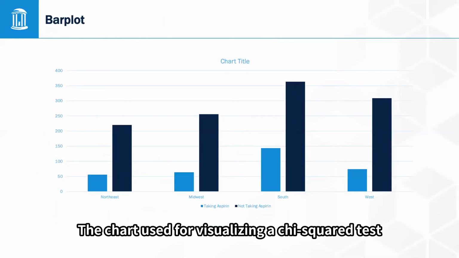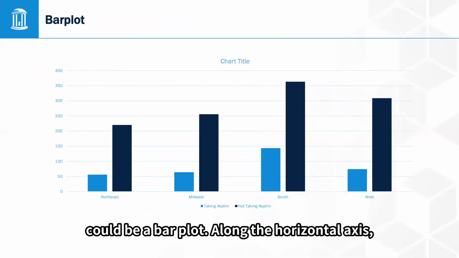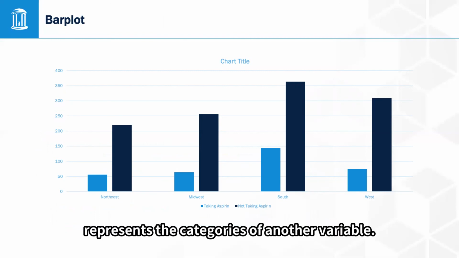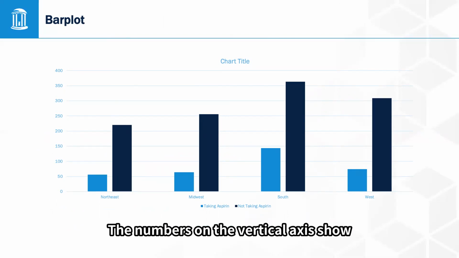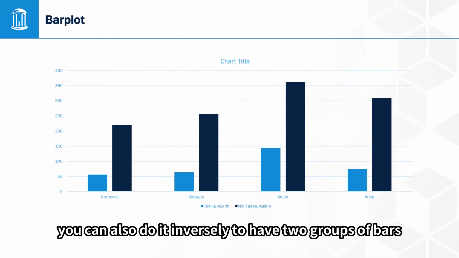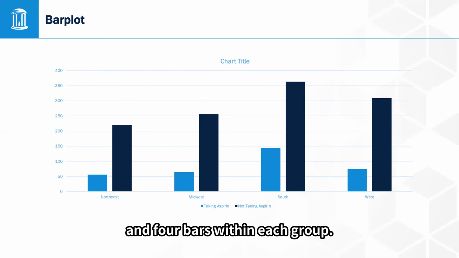The chart used for visualizing a chi-square test could be a bar plot. Along the horizontal axis, we have categories of one variable. The different colors of bars represent the categories of another variable. The numbers on the vertical axis show the observed frequency inside each group. You can also do it inversely to have two groups of bars and 4 bars within each group.